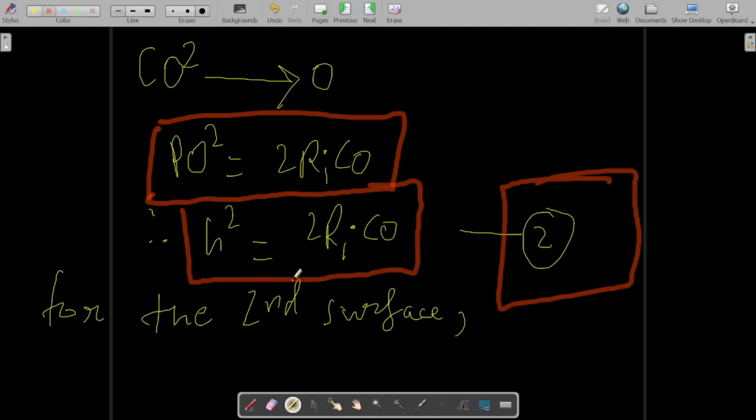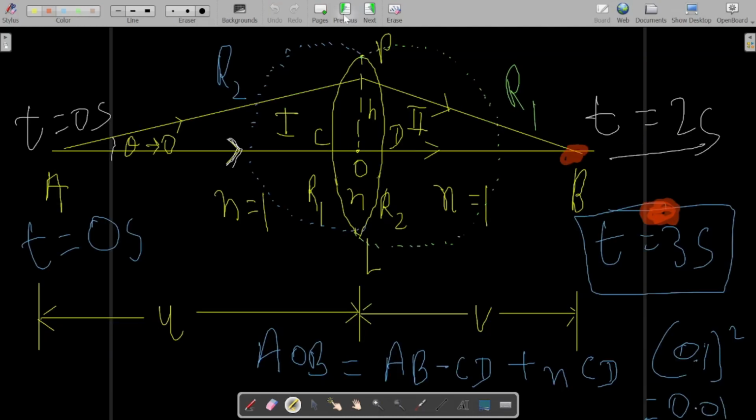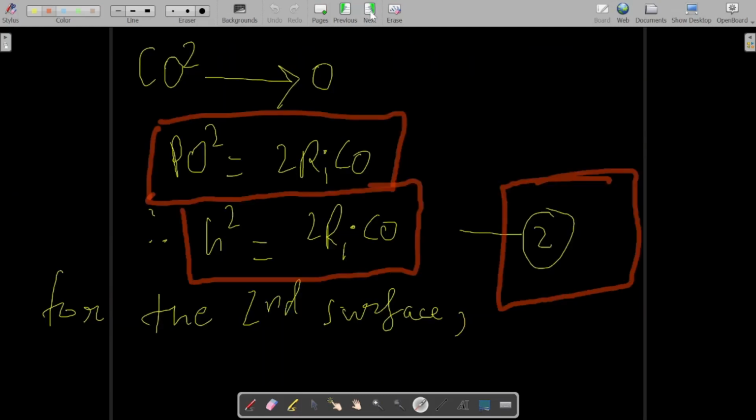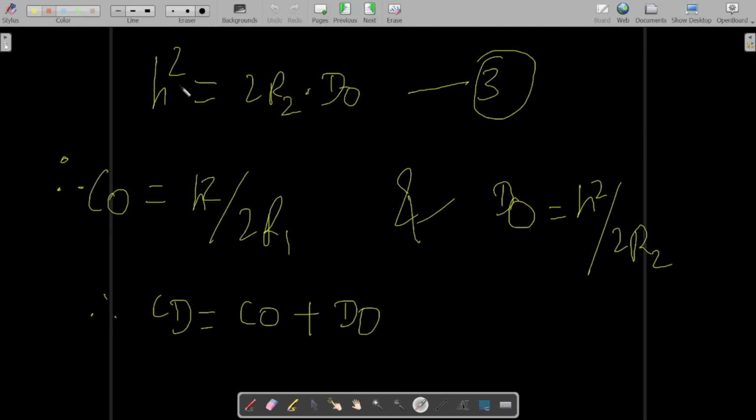A similar expression will come. Instead of R1, R2 will come, and we had CO with us for this particular surface. So for this particular surface R2, correspondingly we will have OD. Similarly for the second surface, H square equals 2R2 OD. In the place of R1, R2 will come, and in the place of CO, OD will come.